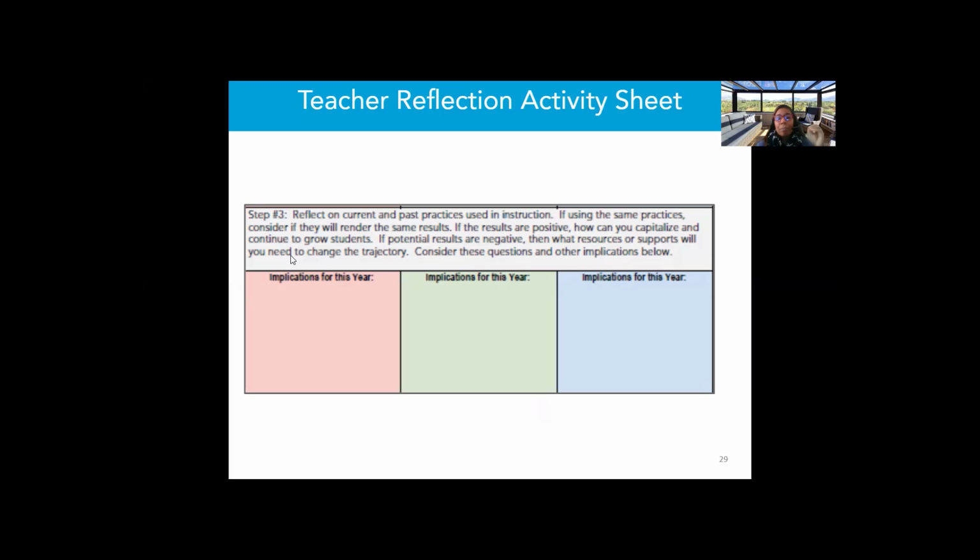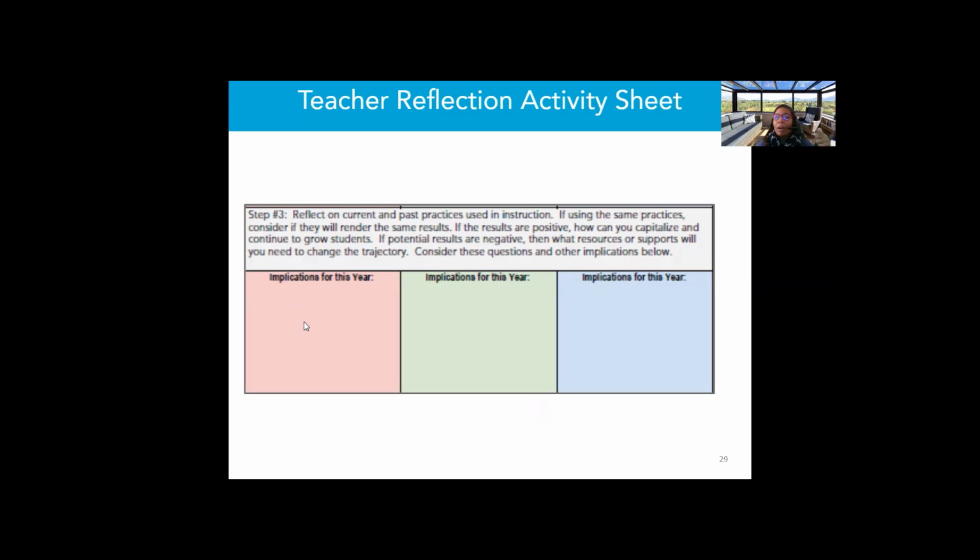And then consider the implications, right? So what are the implications for this year? So what does that mean for my instruction? What does that mean going forward for my own personal development? What does it mean for me and my students? And it's a reflection sheet just to get teachers thinking about the data.